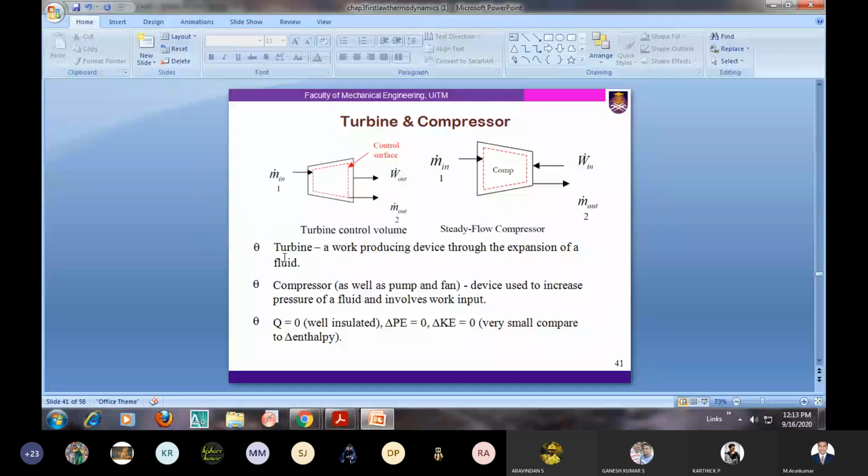Yes, a turbine is a work producing device through the expansion of fluid. So the fluid can be expanded. So here at the inlet, V1 will be less than V2. So we expand the volume, and then we can get the work as an output. So that is the principle of the turbine. Then the compressor: the principles were already discussed in the introduction class. Just go through that.